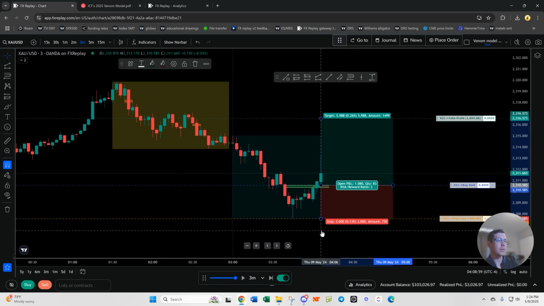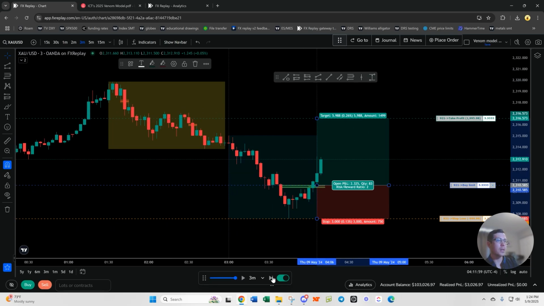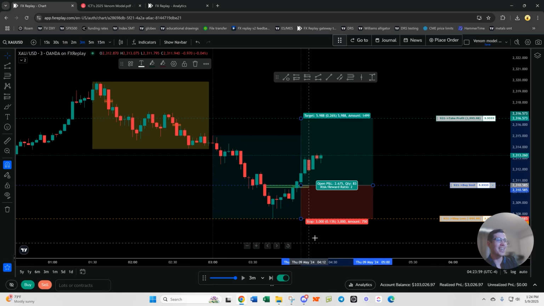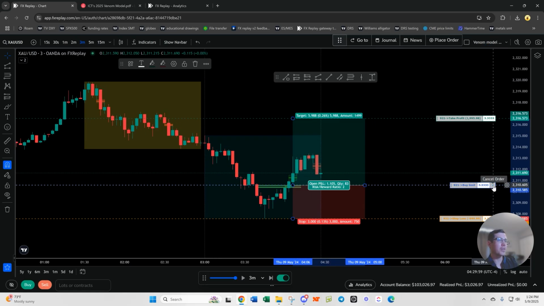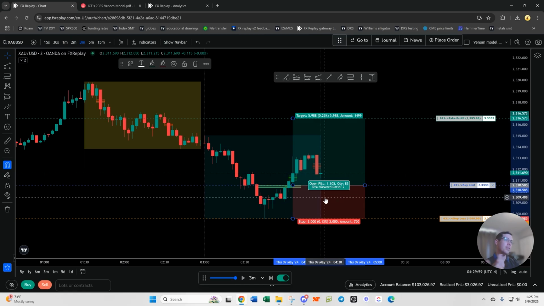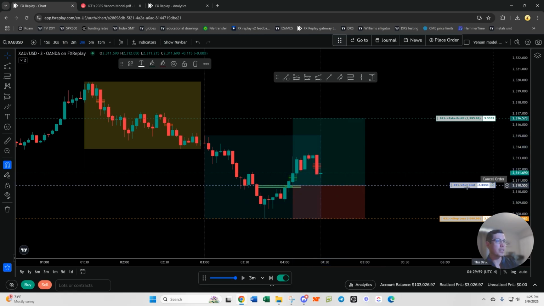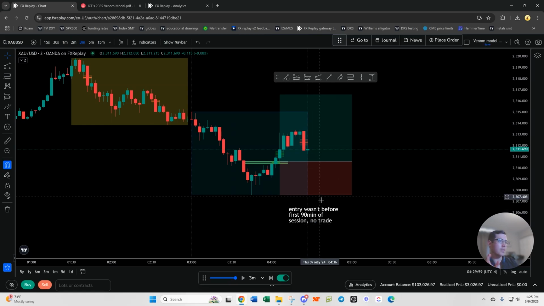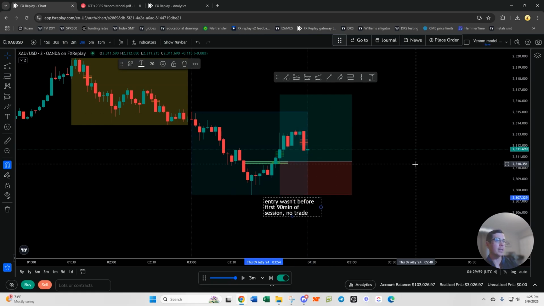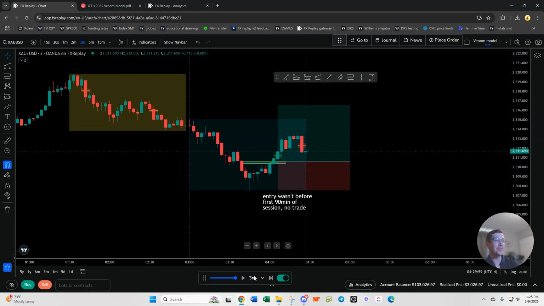Make sure that as long as we get tagged in before 4:30, we're in line with the model, which we might not. We might not get tagged in before 4:30. Let's see, it's 4:27. Yeah, so it didn't quite tag us in before the first 90-minute window. So I'm going to just simply cancel this order, and I'll make a note: entry wasn't before first 90 min of session. So sticking to the model rules, I'm literally only trading the first 90 minutes of the session, and I haven't been tagged in yet. Again, we'll see how it plays out just for fun.